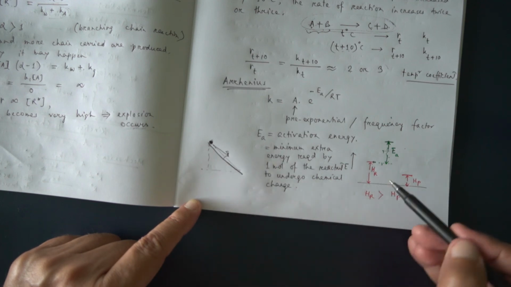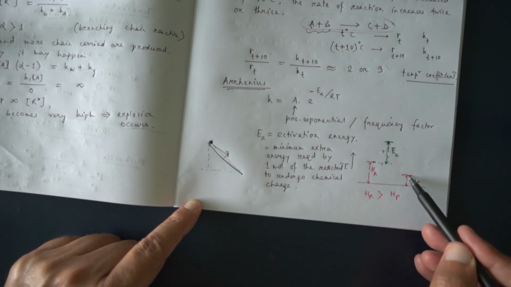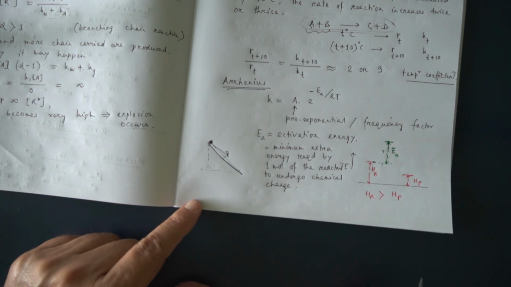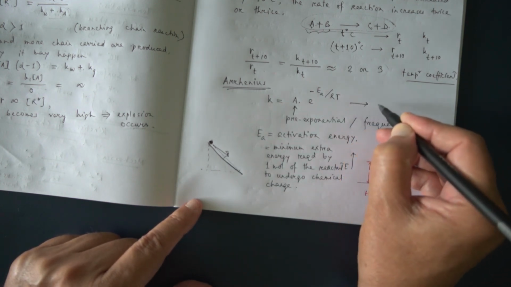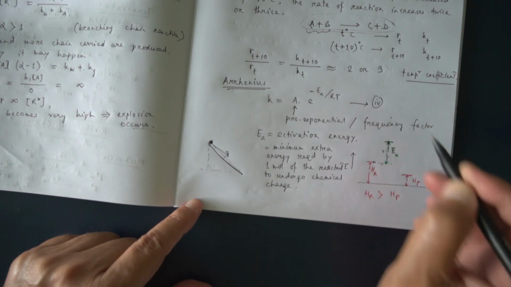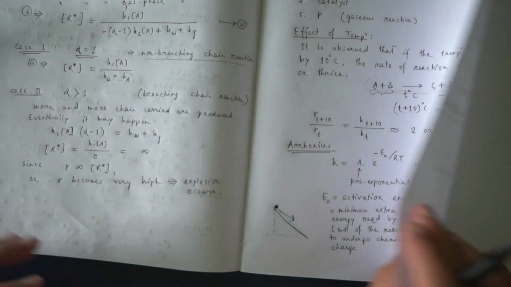Similarly, the reactant must have this energy. Only then can it form the product. That is the activation energy. Okay? So this equation, let me write this as number 4. If I take log, what do I get? ln k. Once again, what is ln k?